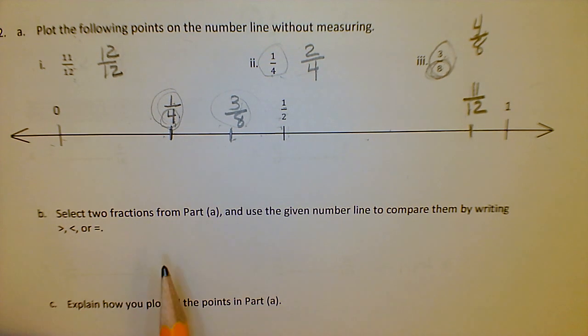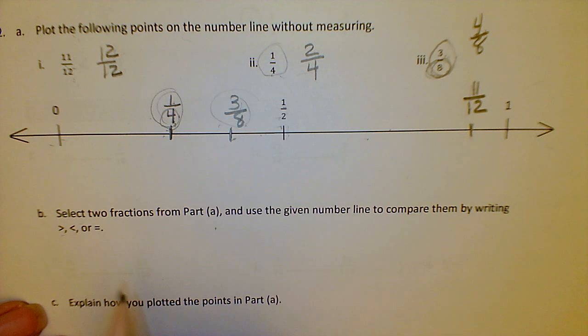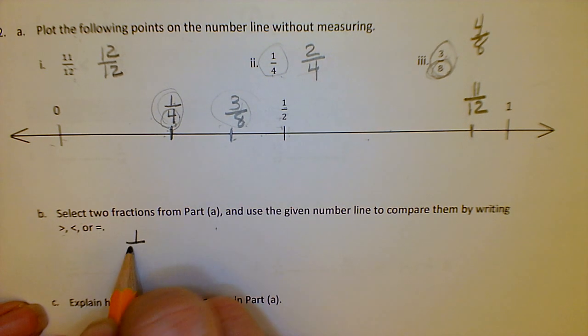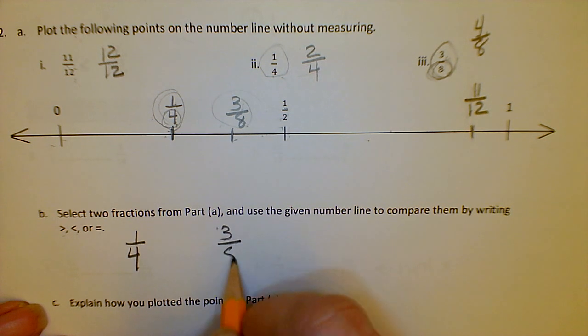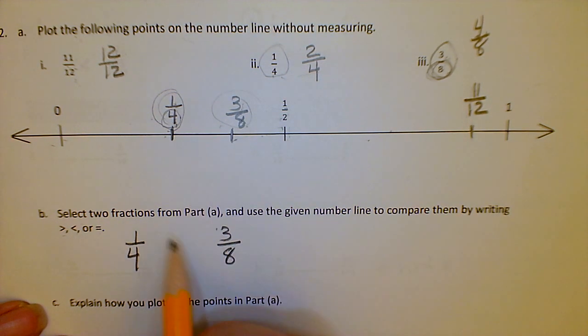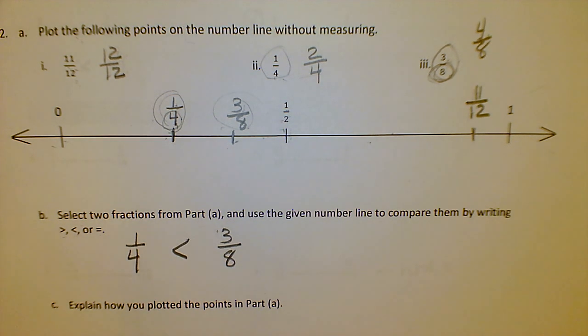And now what we can do is say, select two fractions from part A, use the given number line to compare them by writing greater than, less than, or equal to. Remember, the alligator eats the larger number. So let's compare a quarter and 3/8. So I have a quarter, and I have 3/8. And what I can see is that a quarter is less than 3/8. And then it says, explain how you plotted the points in part A.